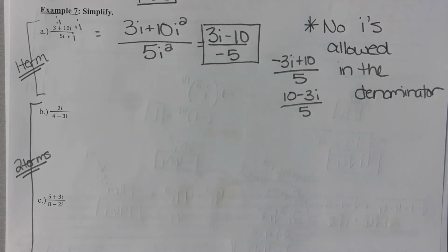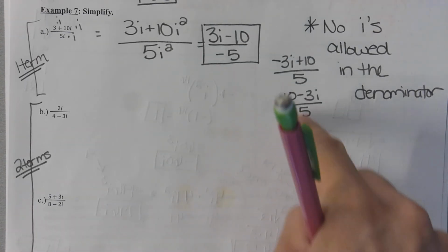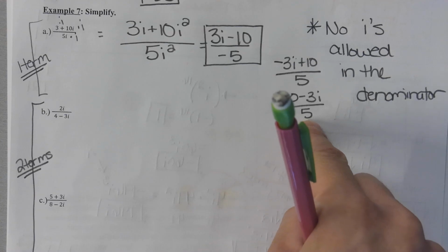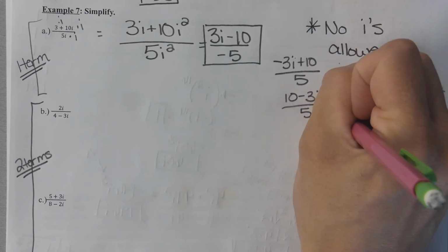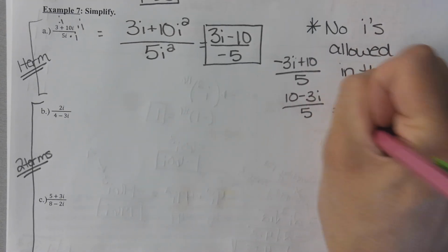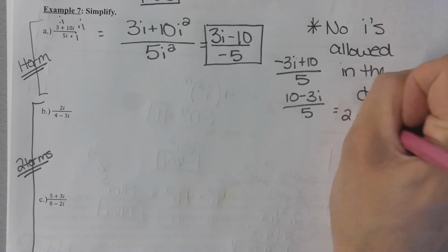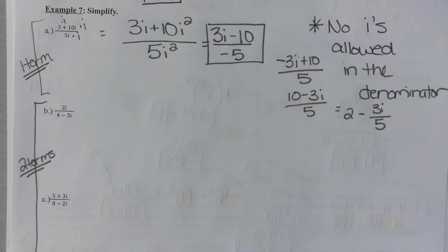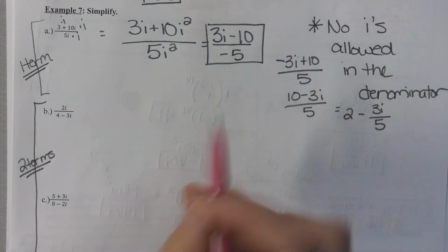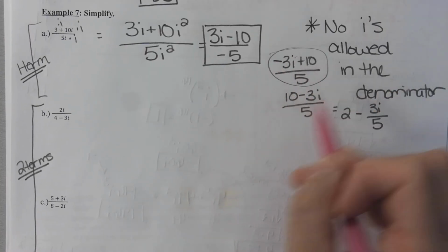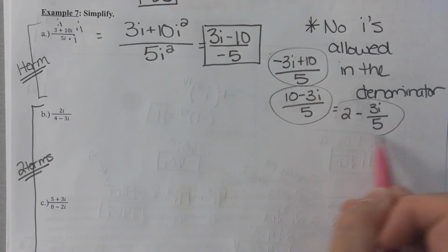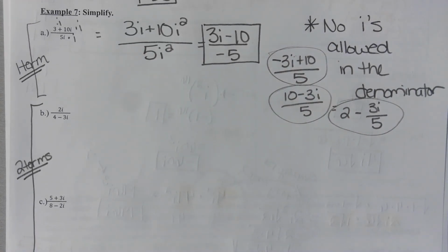And sometimes your book is going to go this far. It's going to separate the fraction. So 10 divided by 5 is 2. And then this doesn't divide, so it's going to leave it as a fraction. So you could have, this is an answer, this is an answer, this is an answer, or this is an answer. They're all going to get full credit.